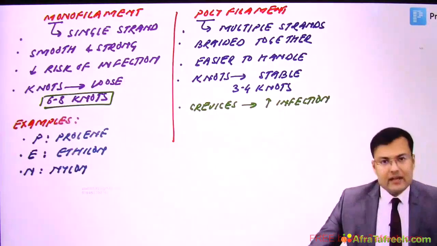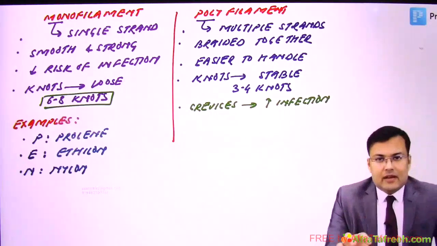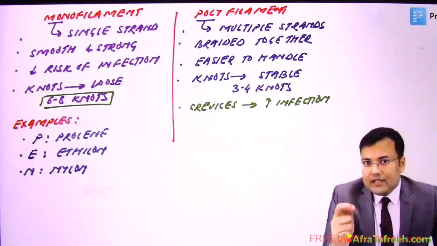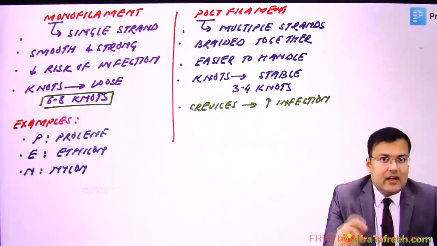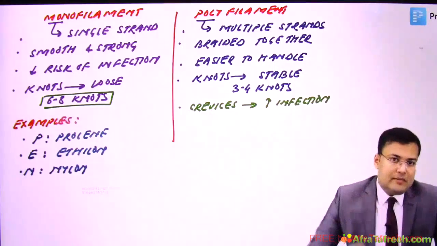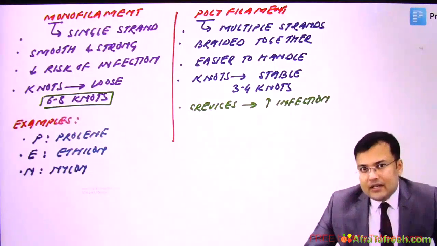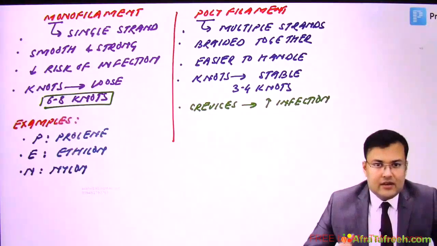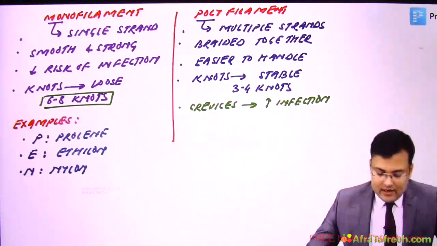Clear? So indirectly this question will be asked: if there is evidence of infection, or we are suspecting that the wound will be infected and we are supposed to put the suture, which one is preferred? To prevent surgical site infection, which suture should be preferred? It's the monofilament suture, right?